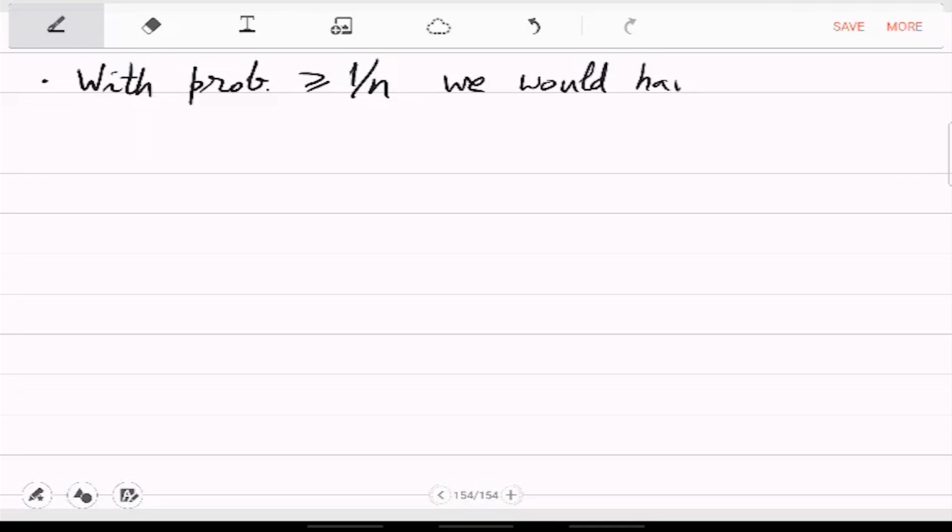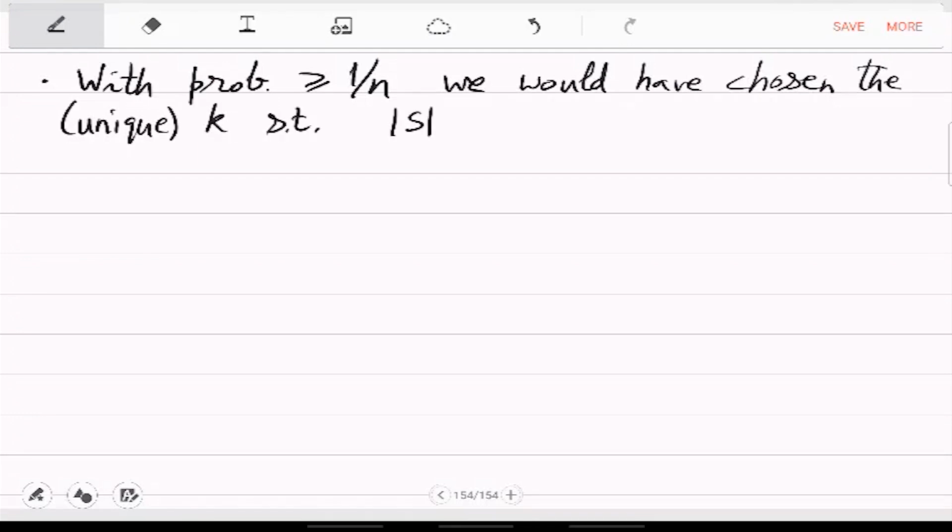We would have chosen the unique k such that S is between 2 raised to k minus 2 and 2 raised to k minus 1. Right, there is only one k, and if you keep trying randomly, you will find it with probability 1 by n, because k takes only around n minus 1 values. So, you will hit the correct one.